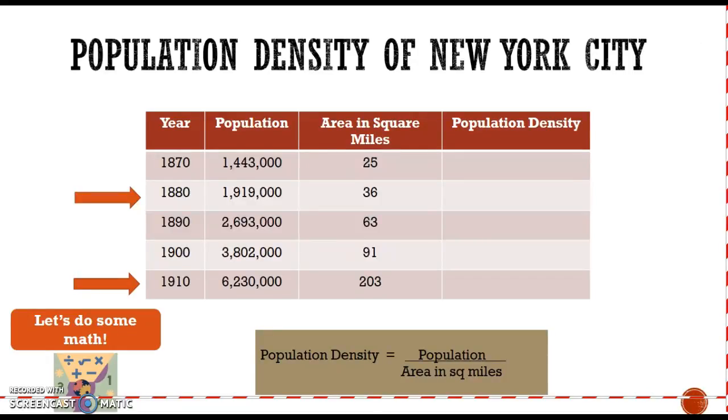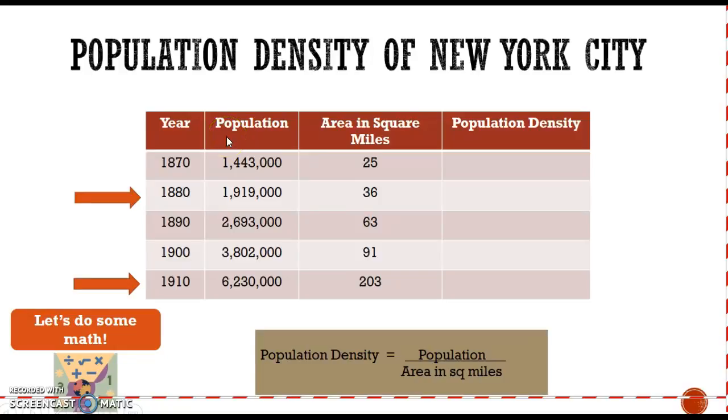Okay, so we're going to do a little activity here so you can see what the population density is. How do we figure it out? Well, here's the formula. Miss Fletcher would be so happy we're doing math and history. Our formula is population density is equal to the population divided by the area in square miles.